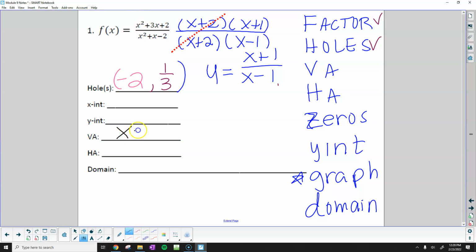Yes, Jacob? Are we doing it from the top fraction or the bottom? No rear view mirror. You always work on your current line.